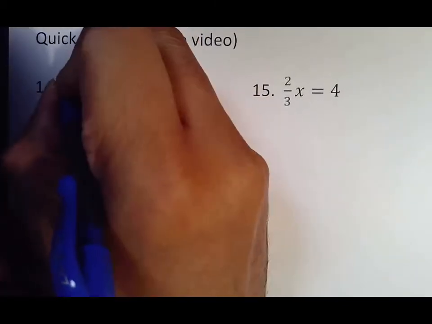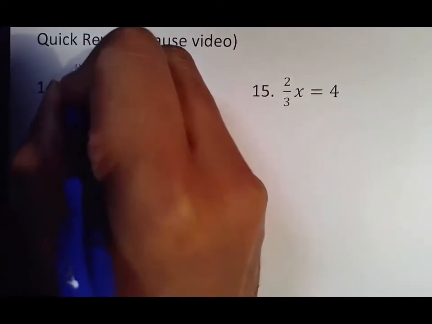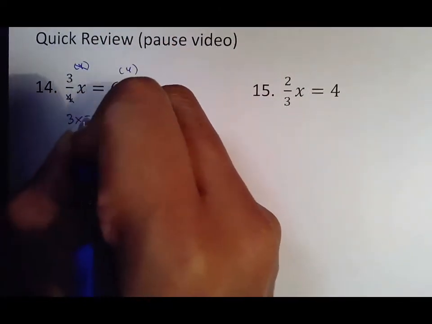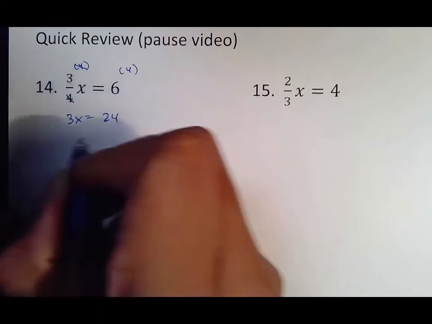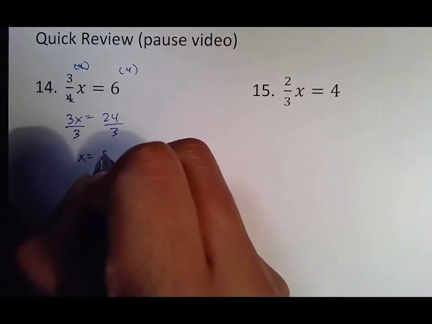Alright, so we want to get rid of the 4, so we'll multiply both sides by 4. These two 4's go away. 3x comes down. 6 times 4 is 24. Then you divide by 3 on both sides, getting x is equal to 8.